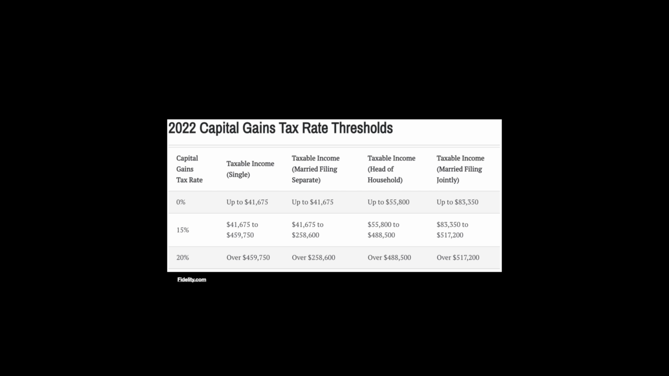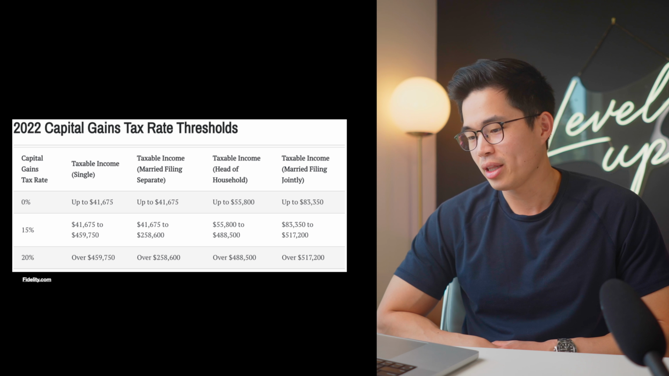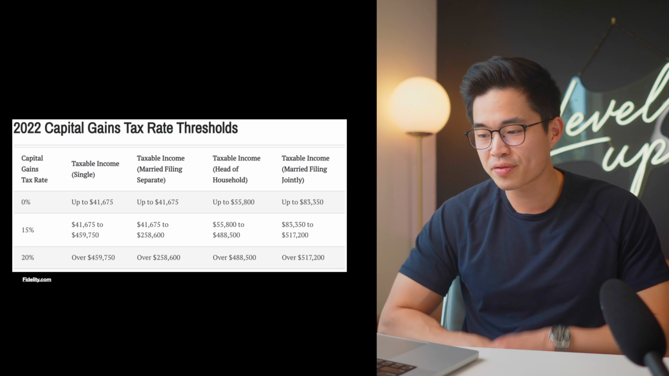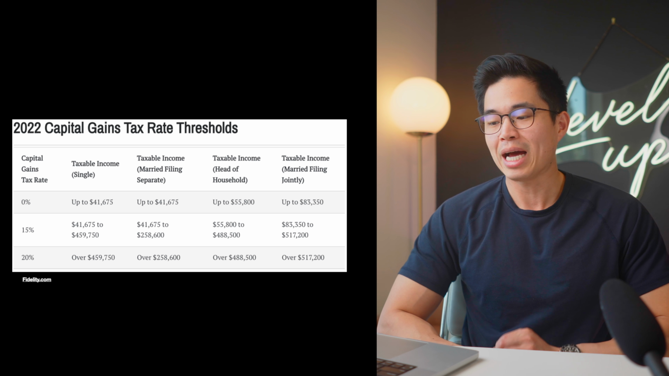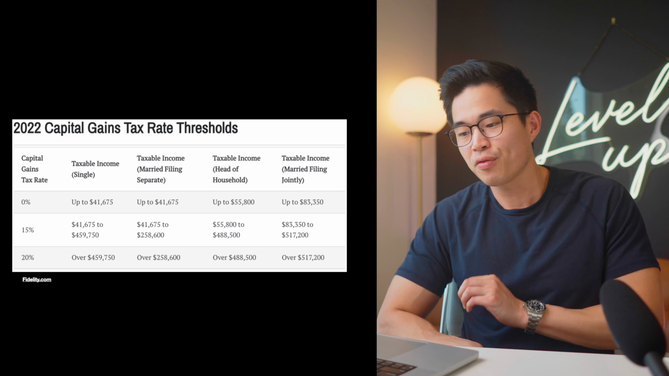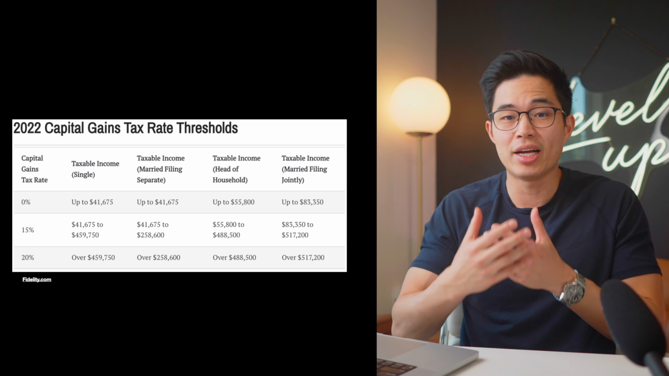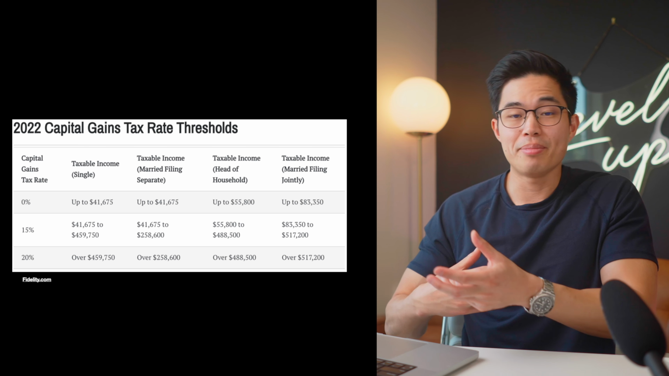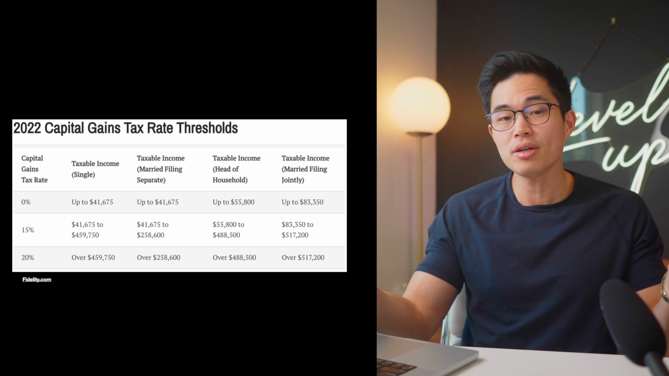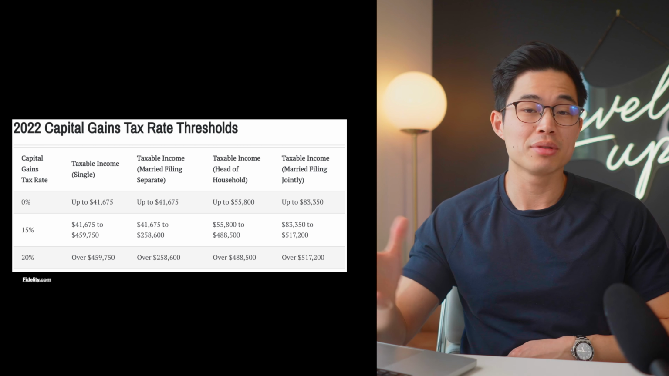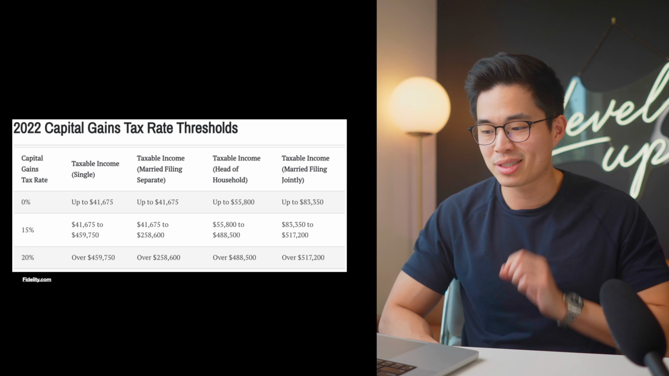Let's take a look at the 2022 capital gains tax rate thresholds. You can see on the left, we have 0, 15, and 20%. And on the top, we have your filing status. So for this video, let's just look at a single filing status, and you'll see that you'll pay 0% on those capital gains if you make under $41,675. So let's say the income you get from your job is $35,000. You buy a stock and actually sell it and make a $5,000 profit. Well, the good news is that if you held that stock for over 1 year, you're actually going to be paying 0% capital gains tax on it because, like I mentioned earlier, your taxable income is less than that $41,675 cutoff.